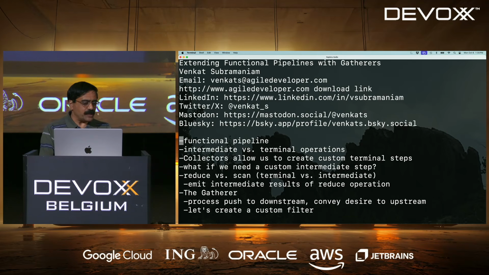Well, welcome to the session on extending functional pipelines with gatherers. My name is Venkat Subramaniam. We'll talk a little bit about the pipelines.